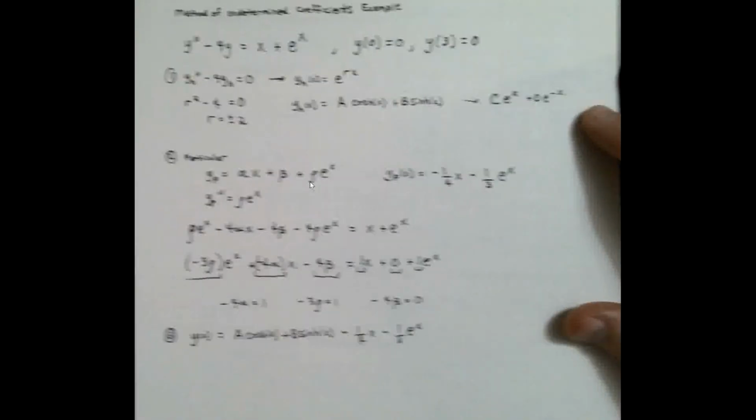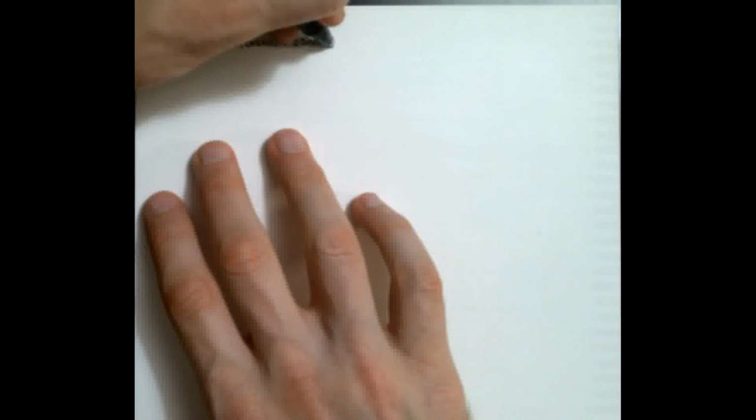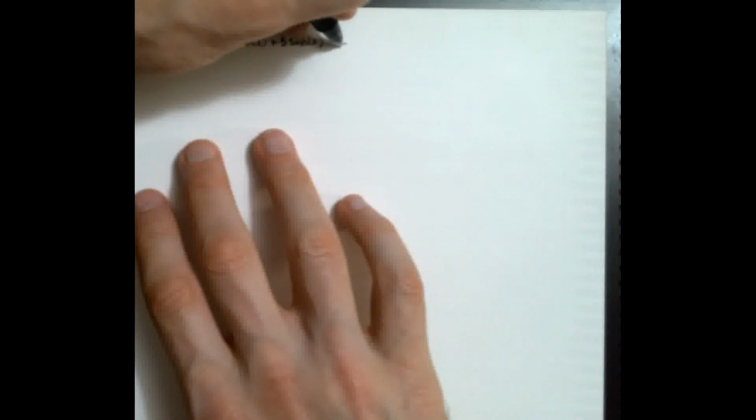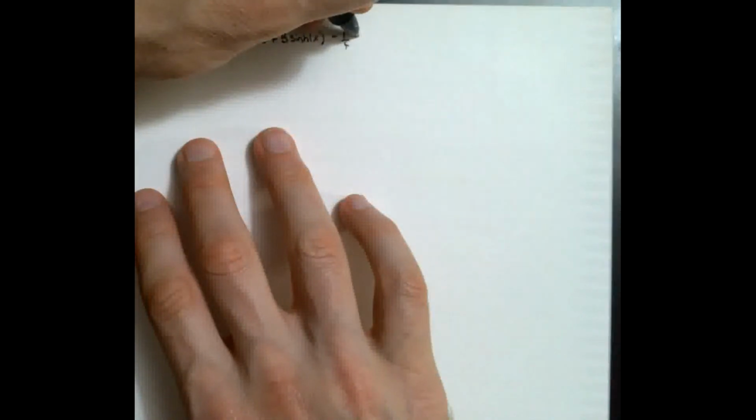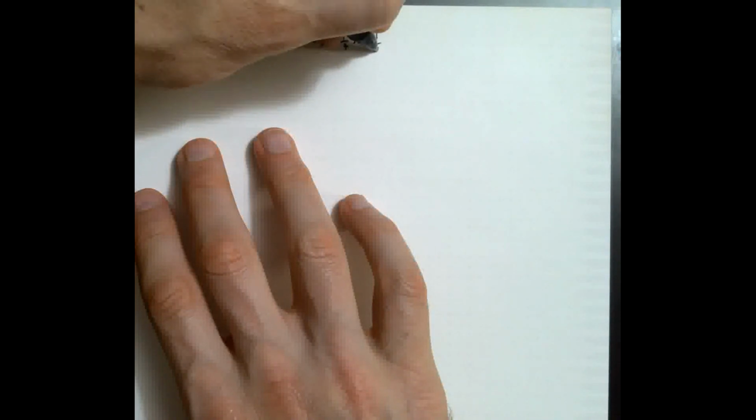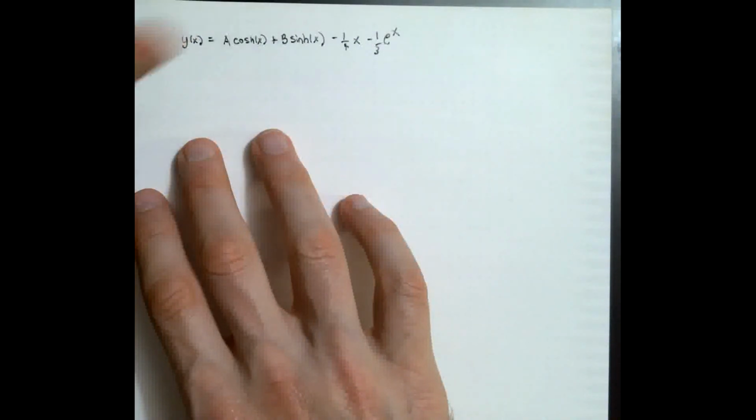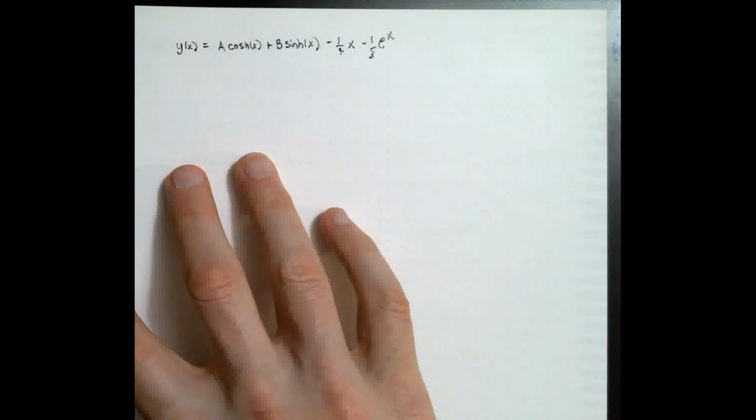So let's try to do that. I'm going to go to a different page to do that. And so let me just transcribe our full solution again. So we have y of x is a cosh plus b sinh of x minus 1/4 x minus 1/3 x. I'm just transcribing the solution that we have already discovered.